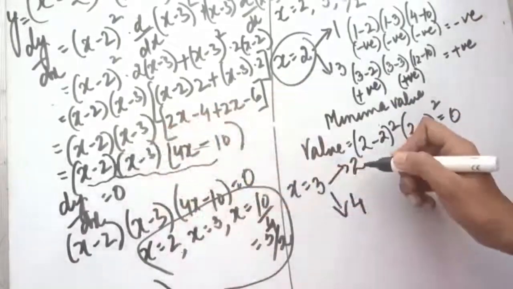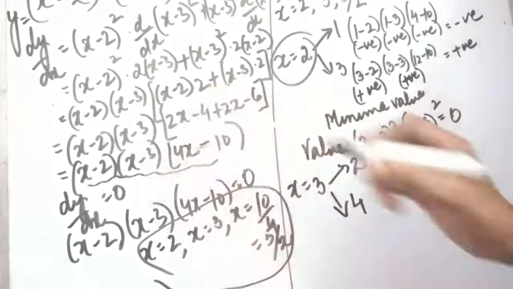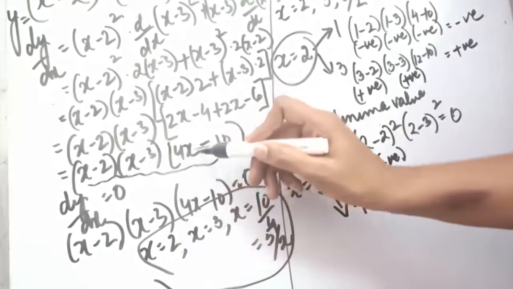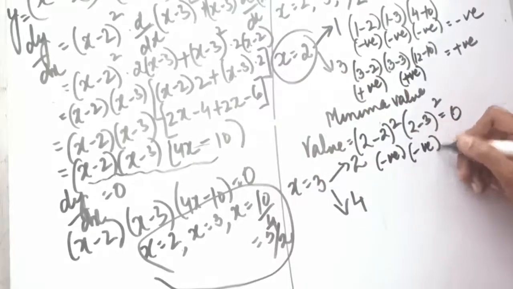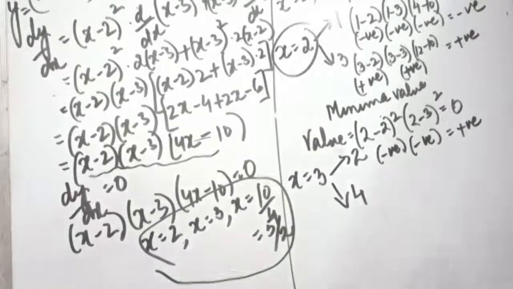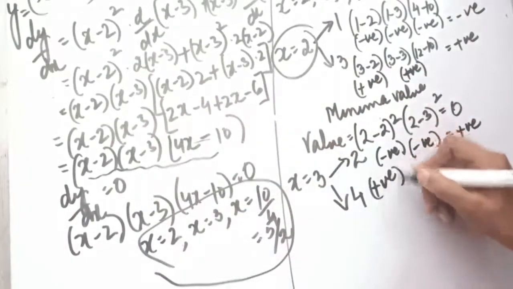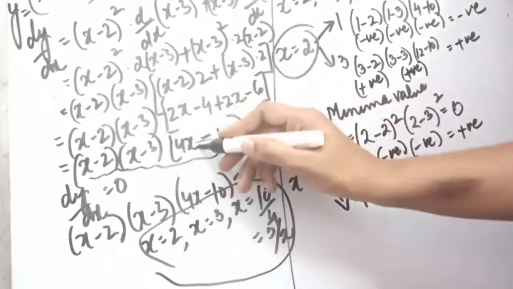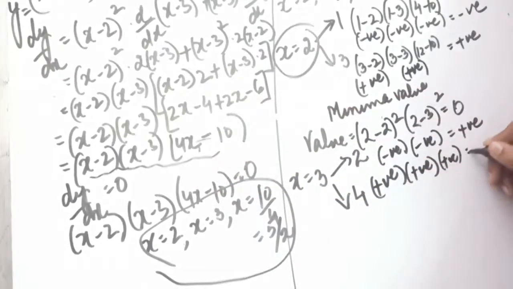2 minus 2 will be showing you 0, so no sign. 2 minus 3 will be showing you a negative value. And 4 into 2, that is 8 minus 10, it will again give us a negative value. So ultimately it will result in minus minus is plus. Putting 4 here, 4 minus 2 will be giving us a positive value. 4 minus 3 will be giving us a positive value. 4 into 4, 16 minus 10 will be giving a positive value. So all the three are positive.